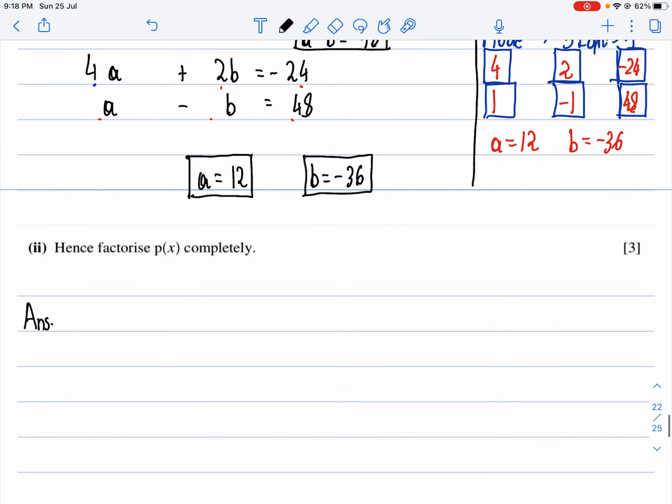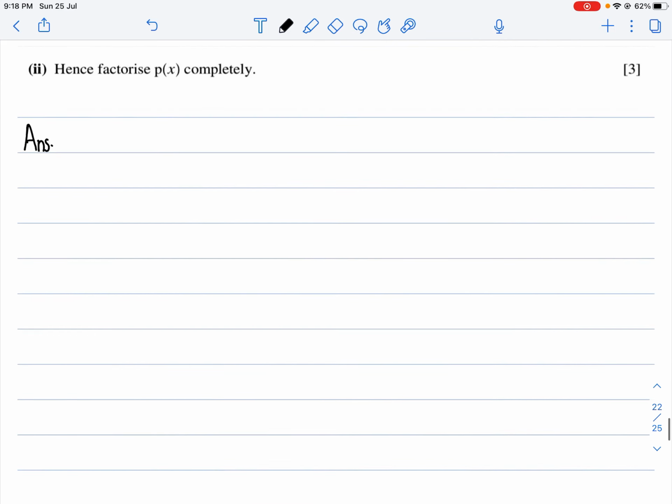Now part 2 is important because this is the concept of factorization. So hence factorize P of X completely. So step 1, you need to listen to me carefully. You need to write your P of X as something like the quotient into the divisor. I'll write the divisor in full so that you're not confused. Plus the remainder. Correct? This is how you need to write the P of X.